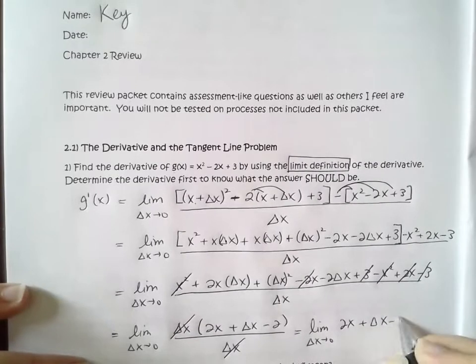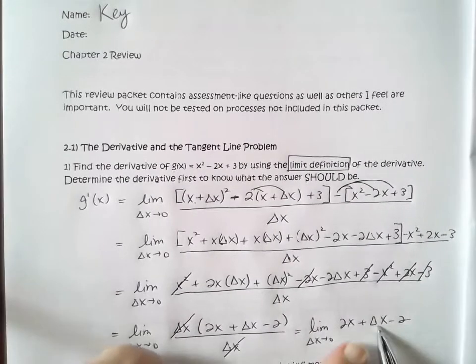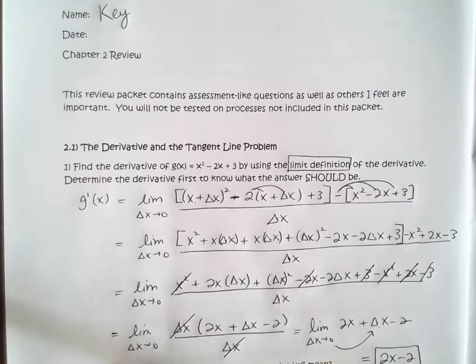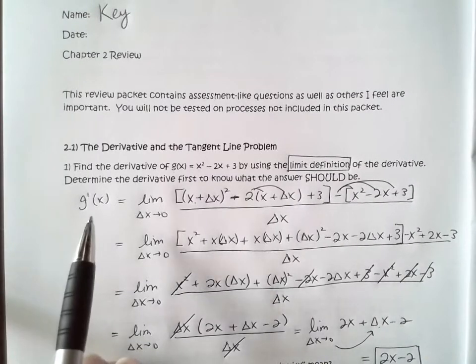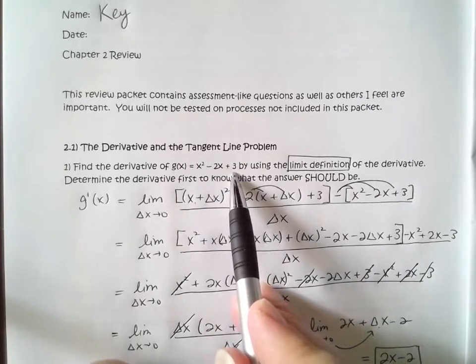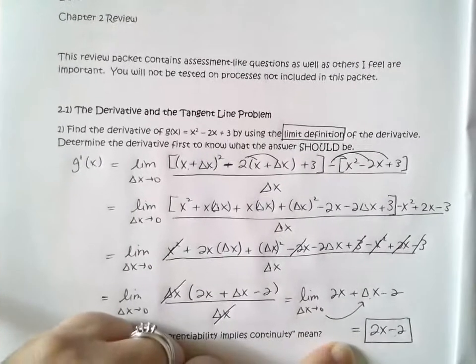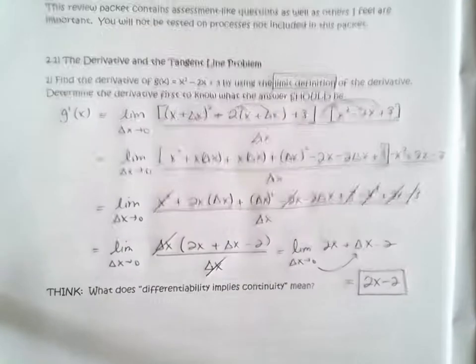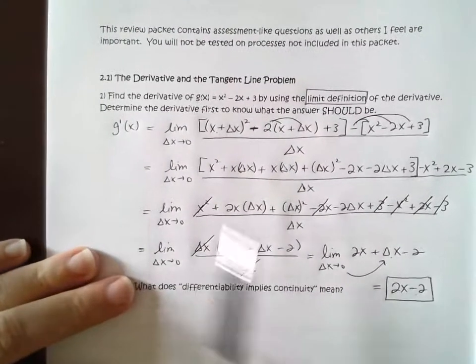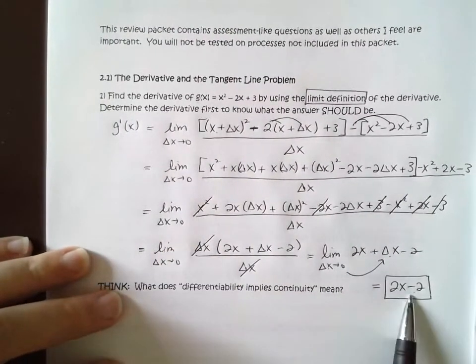I'm not going to actually show the plugging in of 0, just what would happen if this right here became 0. You would end up with 2x minus 2, which is the formula that generates the slope for that function at any given point. Sorry, that was a little off the screen. Meaning that the derivative is 2x minus 2.